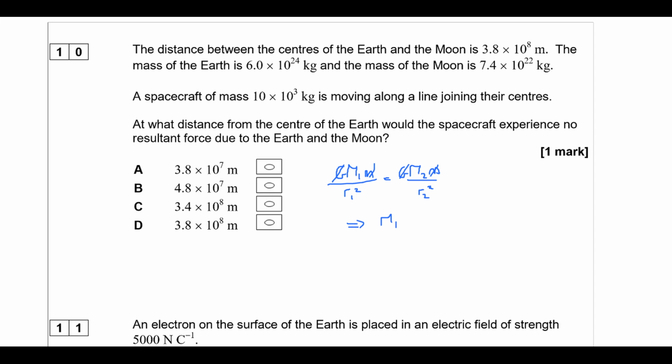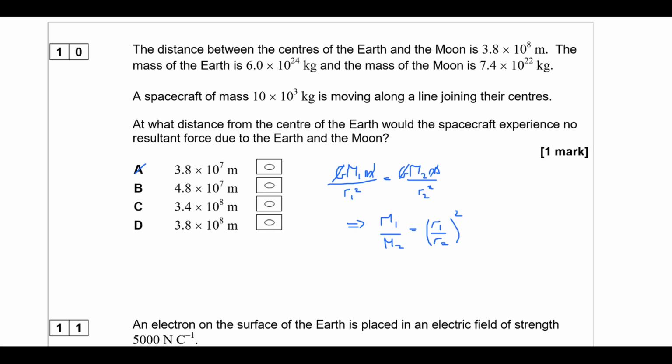So I usually do it this way around. So the ratio of the masses is equal to the ratio of the distances squared. So essentially, if we set the Earth as m1, Earth has a much bigger mass, therefore the distance of the neutral point from it is going to be bigger as well. So if m1 is bigger than m2, r1 has to be bigger than r2. So essentially, it must be much closer to the Moon than it is to the Earth.